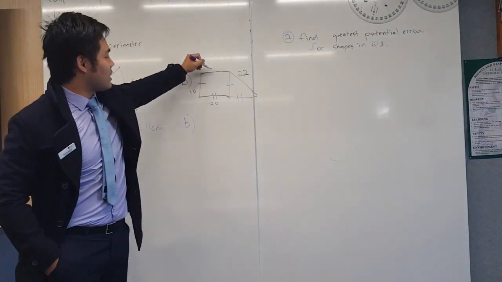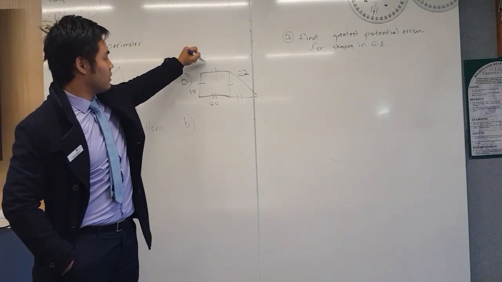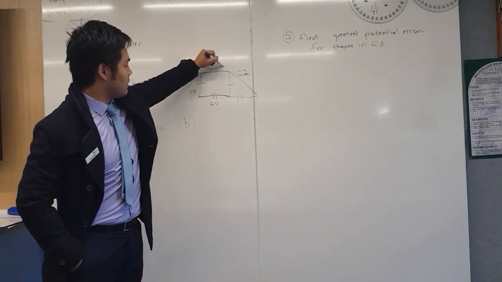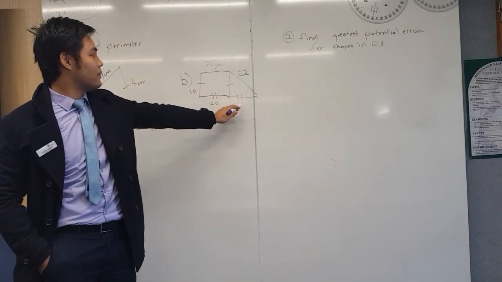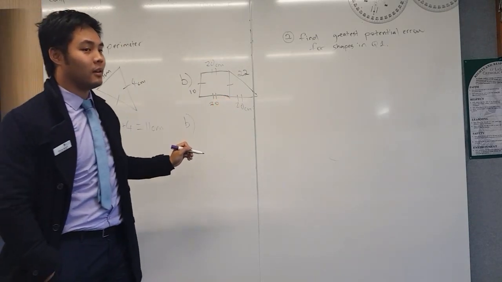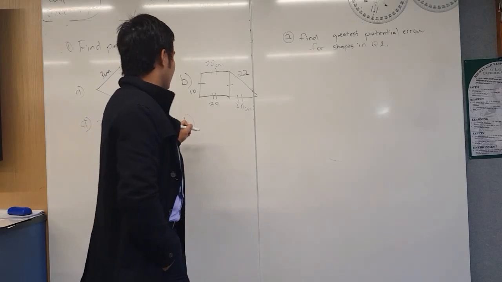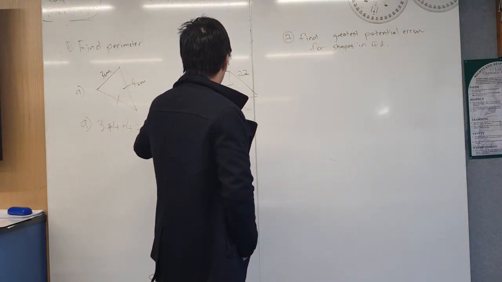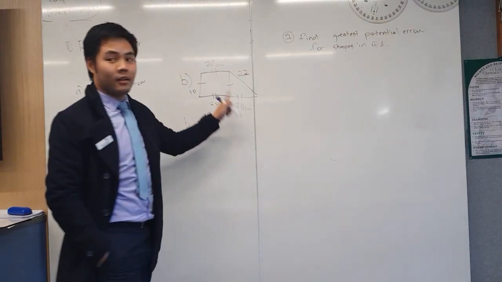Jade, what's this side here? That's 20. Yeah? In centimeters. What's the side here as well? It's 20. 20? Okay, good. So what's my perimeter? Yeah, okay, so it's 3 times 20. So that equals 15 centimeters.